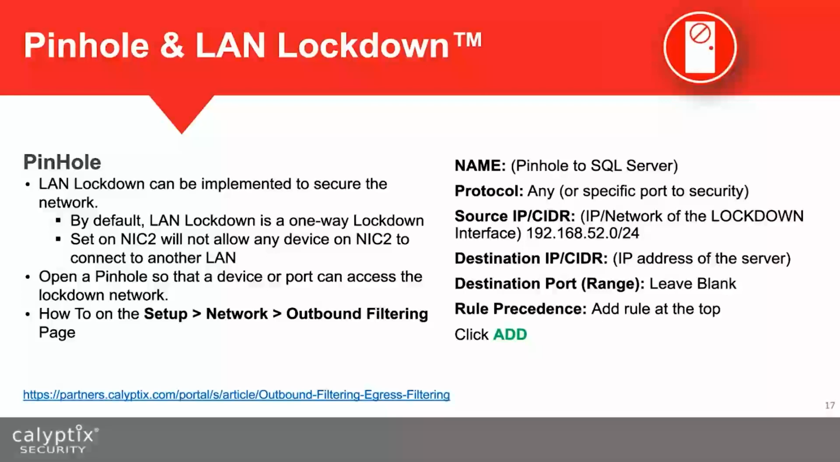But there's always going to be someone who's like, yeah, but I need to get to this one computer over here on LAN 1. It's QuickBooks. We just need one port. Well, we allow you to do that. If you create a pinhole using an outbound filtering rule, set up network outbound filtering, then you can create a pinhole with an allow rule using the information you see to the right over here on the outbound filtering rule.